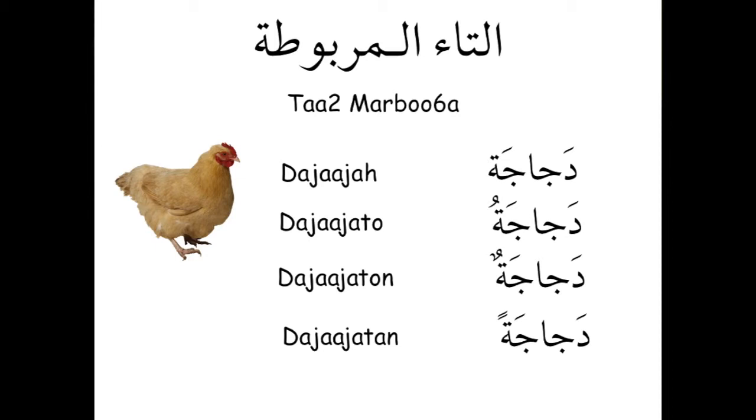The reason is, if we stop at a ta al-marbuta, no matter what the vowel is, it reverts back to a ha sound. So دجاجة would become دجاجة, دجاجة would become دجاجة, and دجاجة will also become دجاجة.